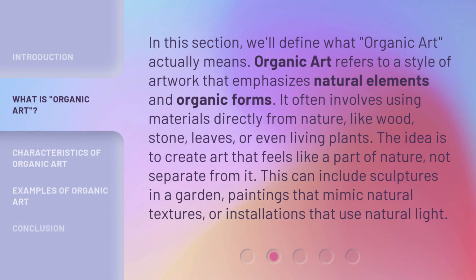In this section, we'll define what organic art actually means. Organic art refers to a style of artwork that emphasizes natural elements and organic forms. It often involves using materials directly from nature, like wood, stone, leaves, or even living plants. The idea is to create art that feels like a part of nature, not separate from it. This can include sculptures in a garden, paintings that mimic natural textures, or installations that use natural light.